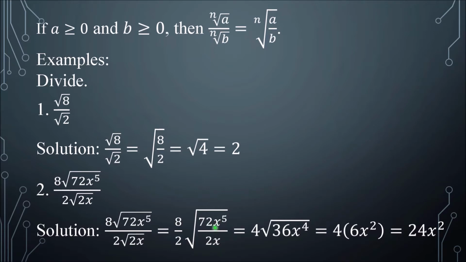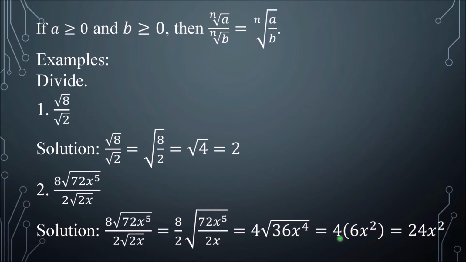Now, 8 divided by 2 is 4. 72 divided by 2 is 36. x raised to 5 divided by x, using laws of exponents, is x raised to 4. So that is subtracting the exponents, 5 minus 1, 4.